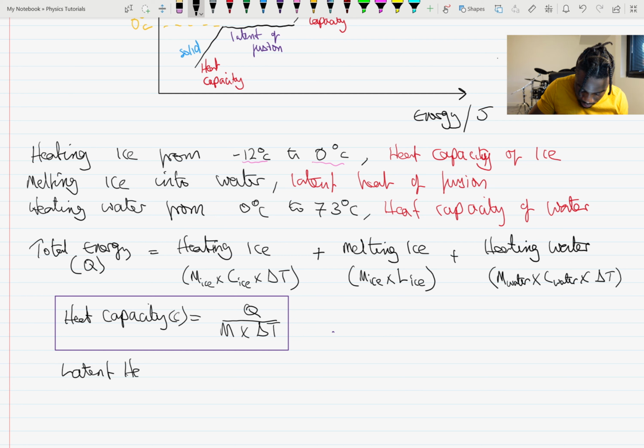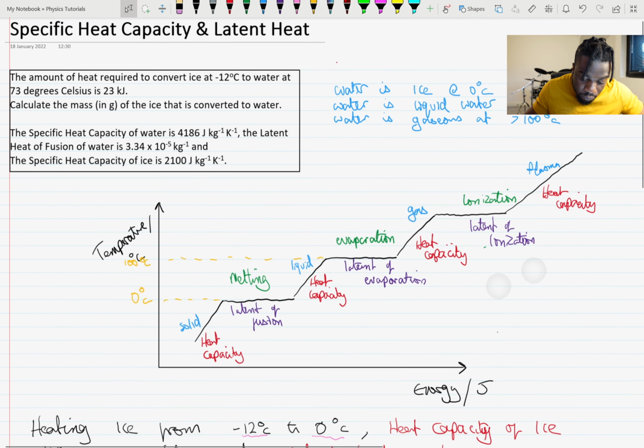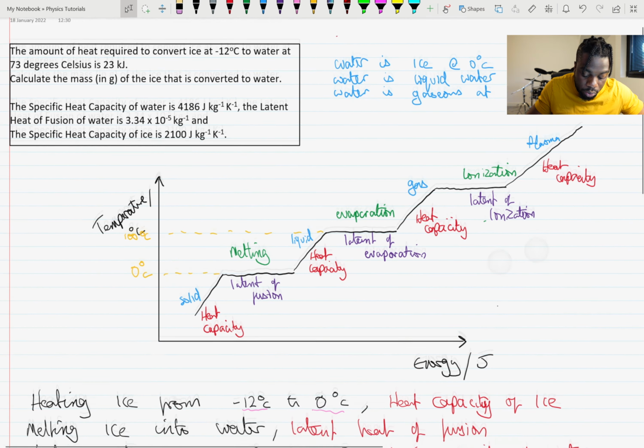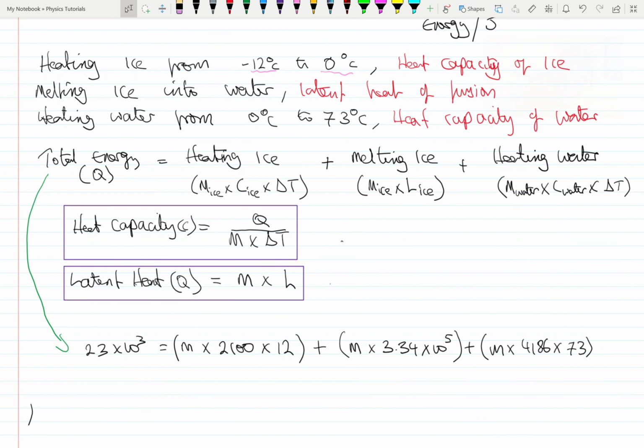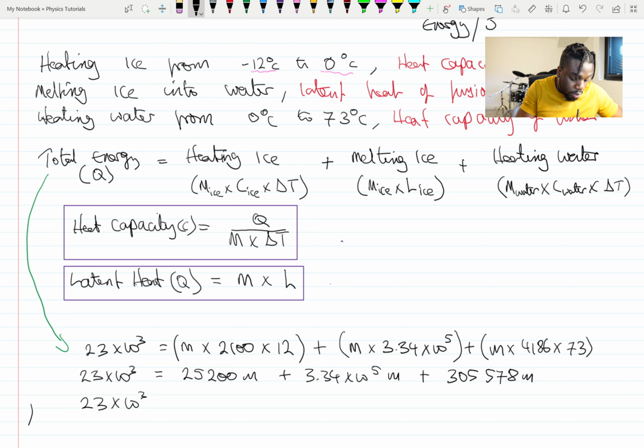So latent heat, but this time I'm going to write it as Q. So latent heat equals the mass multiplied by the latent heat. The question was asking us, calculate the mass in grams of the ice that is converted into water, knowing that this whole operation took 23 kilojoules. Okay. Now, I am going to multiply these values together and add like terms. So I'm going to add these numbers together.